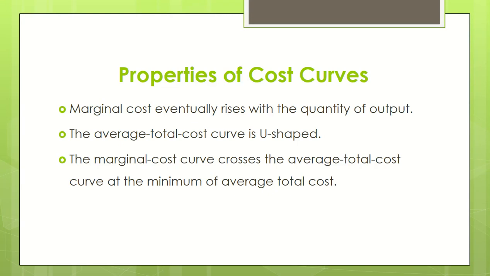In continuity with the previous lecture, in which we discussed different cost curves and their shapes in detail, there are some properties of those cost curves that are most important to remember. The first property is that marginal cost eventually rises with the quantity of output, and we discussed this property in detail in the last lecture. This means that when a firm continues to produce more units of output, the marginal cost starts rising as the quantity of output increases.